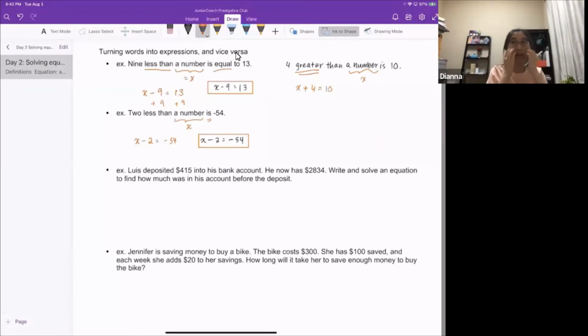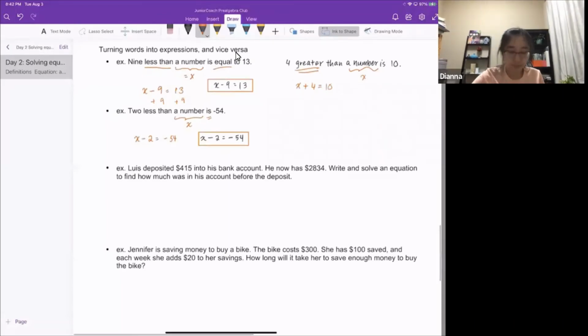So if it's less than, you're going to be subtracting that number. If it's greater than, you're going to be adding that number. And then multiply, divide, they are all basically what they sound like. So those are not that bad. So here are some, so we're going backwards now. Actually, this is not backwards, but we're given some word problems, and then we're being asked to find the equation and solve the problem.